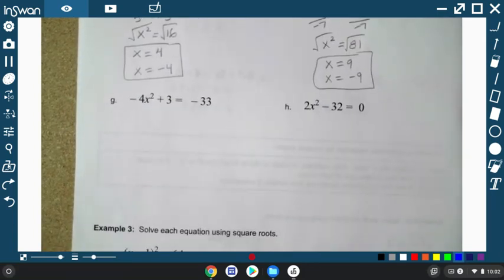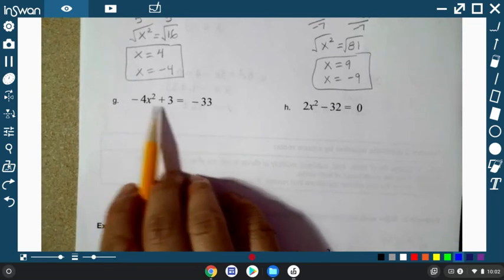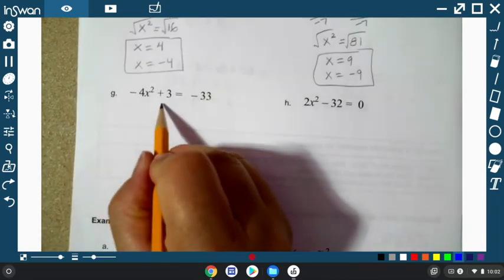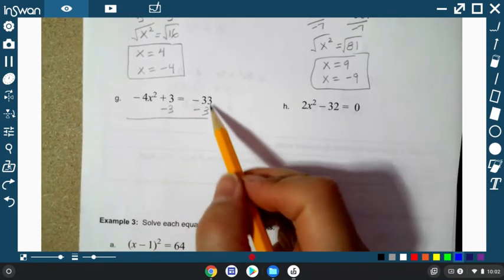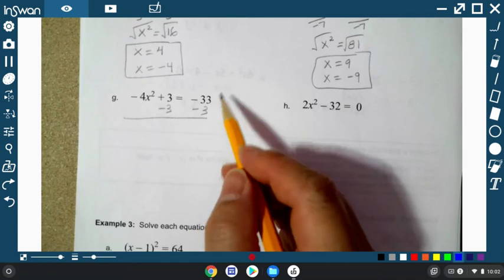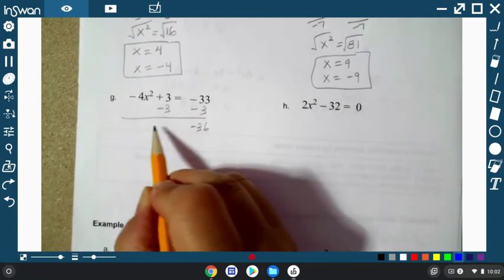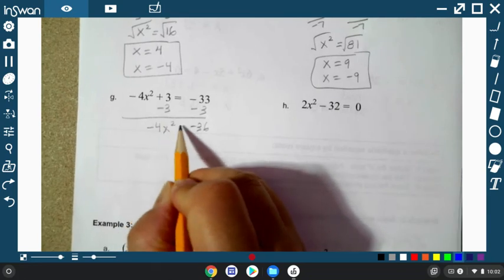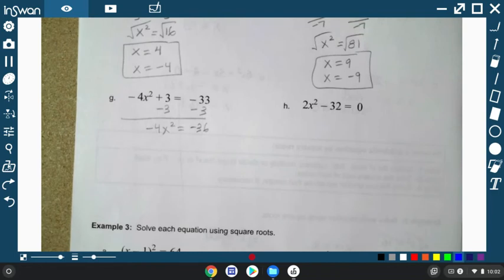All right, so combination, just like if this was a regular algebra problem, even if this was not squared, you would subtract first before you divide. So that's what I'm going to do. I'm going to subtract 3 on both sides. Be careful with those negative signs. Those two negatives don't cancel out. You make a bigger negative number. So this would be negative 36, negative 4x squared. Carry down your equal sign. If you still need to draw that line down the middle, please do so.